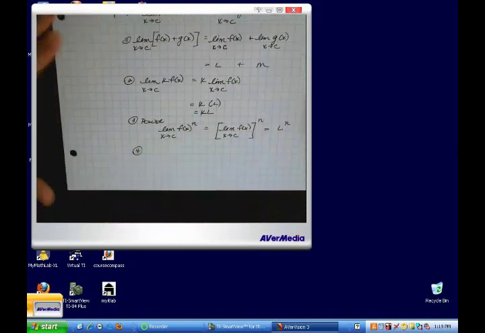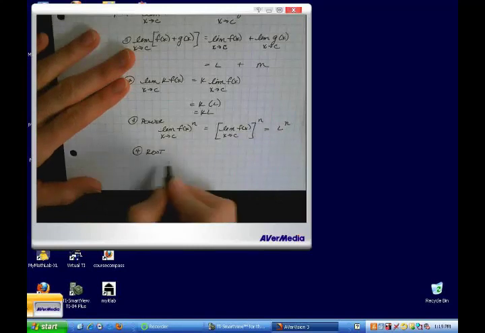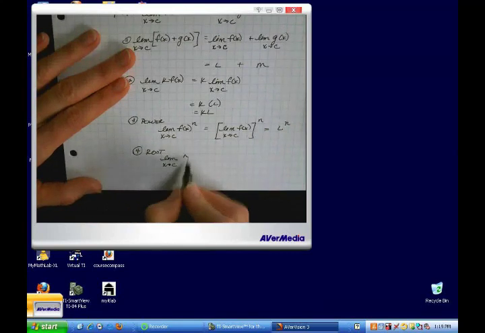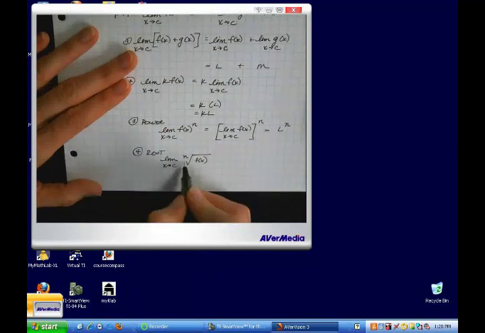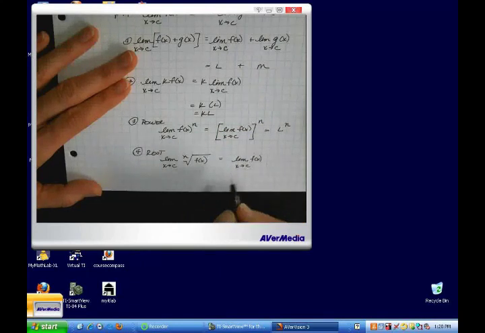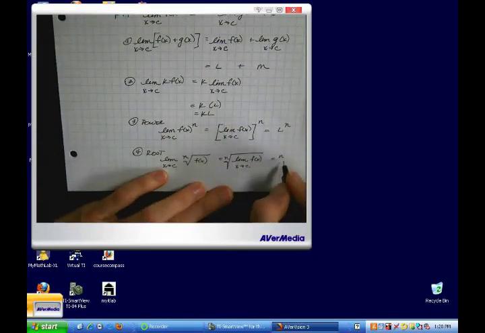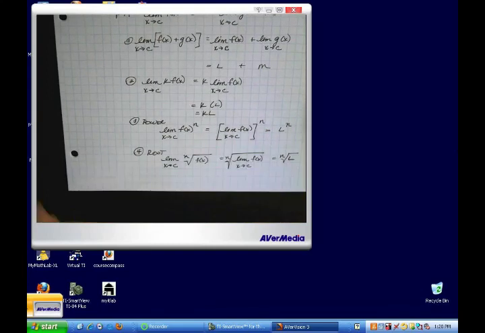And then the last one that I wanted to put some emphasis on, there's a bunch of them there, is your root limit. It says if you're taking the limit as x is approaching some number of the square root or the cube root or the fourth root of f of x, a root function, then this can be redefined as the limit of f of x as x is approaching c, and when you find that answer, you take the nth root of the value of the limit. So this then becomes the nth root of L.